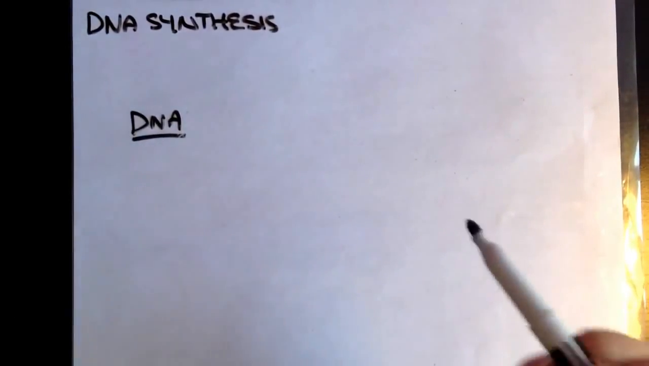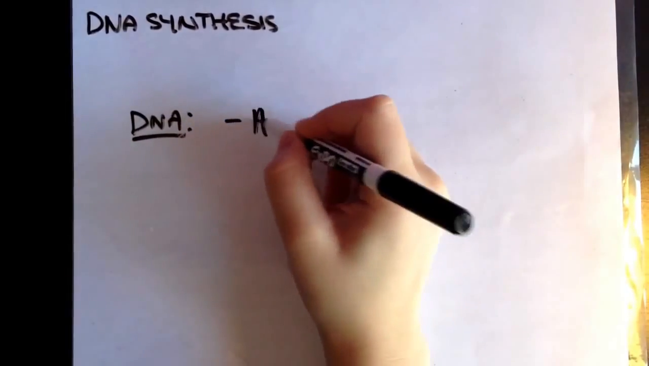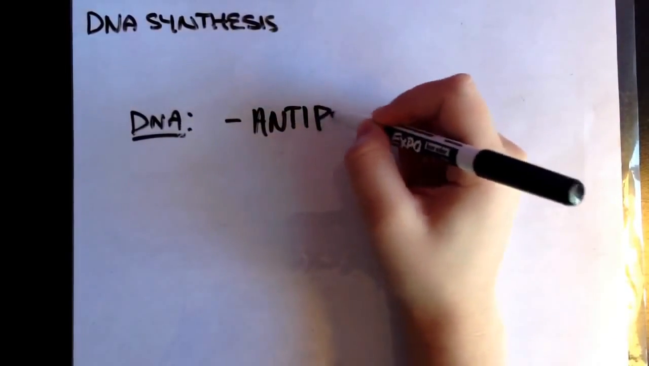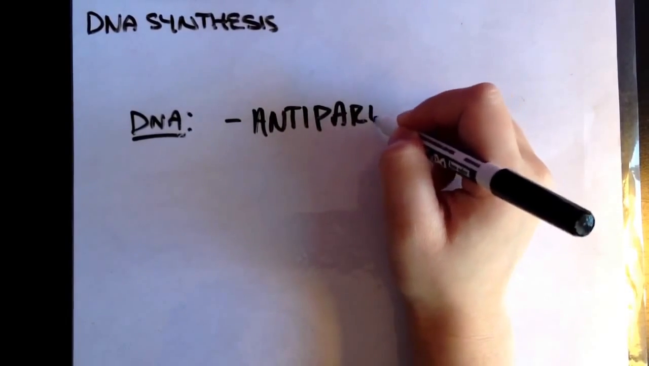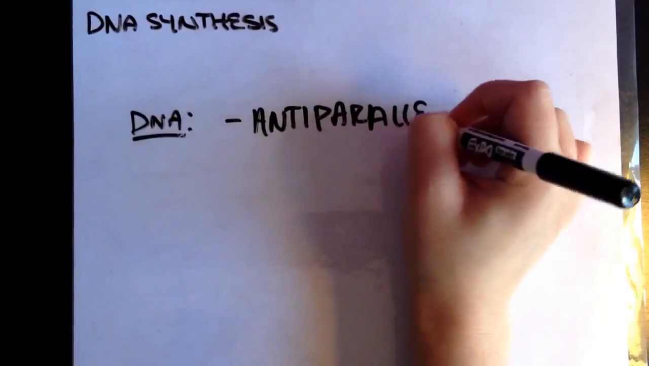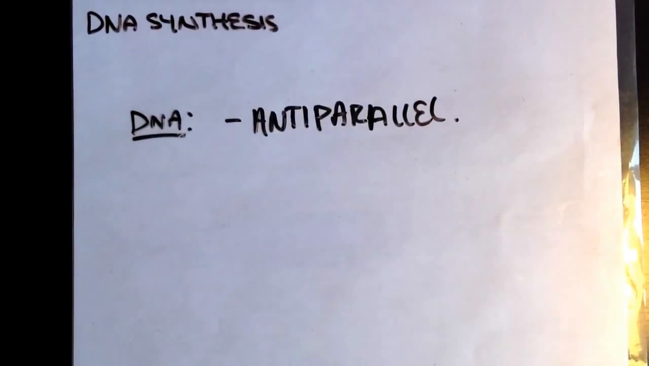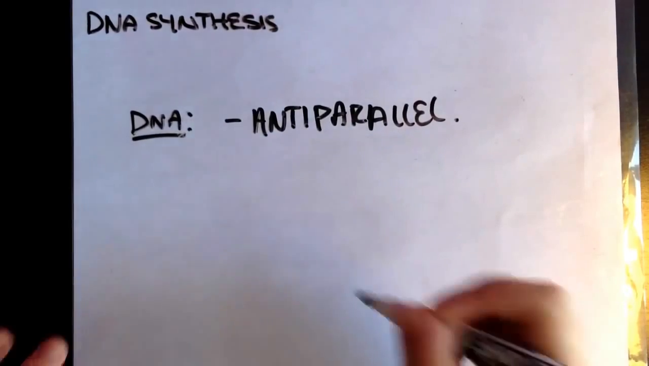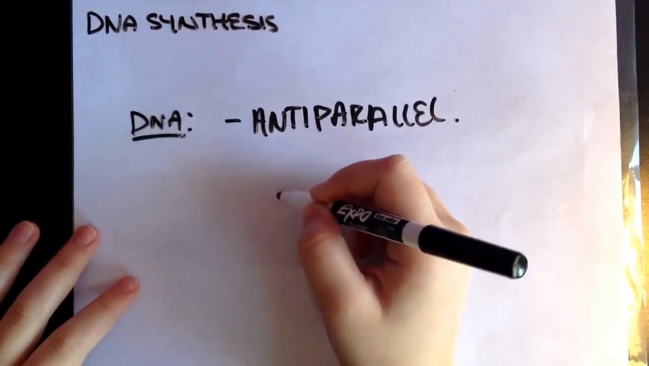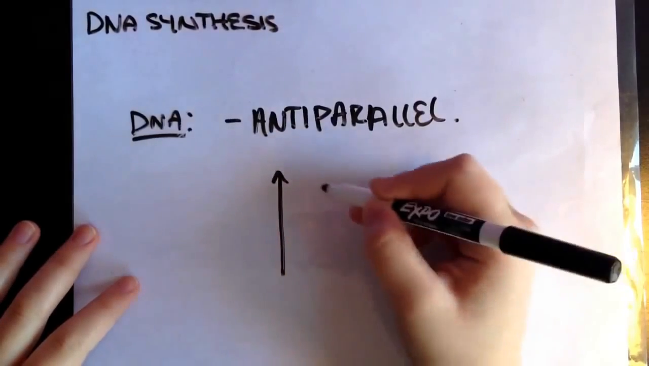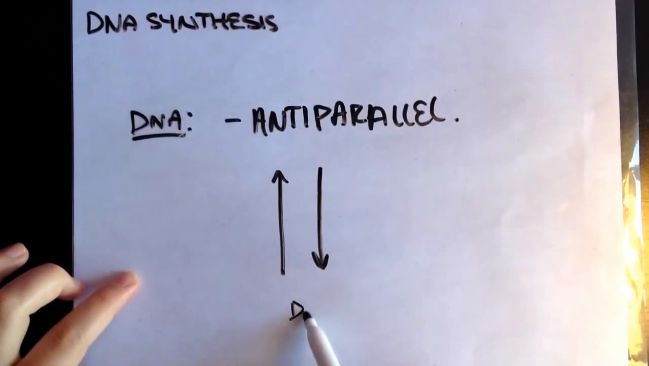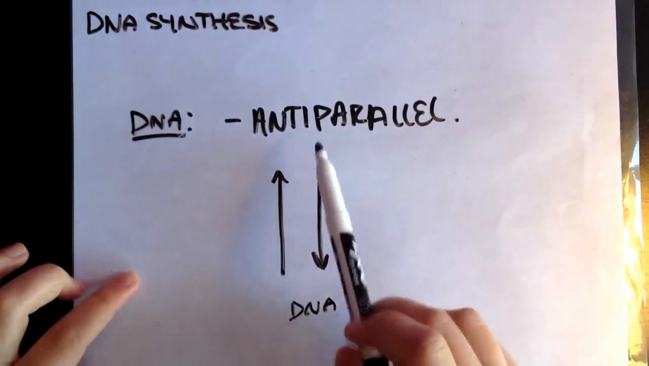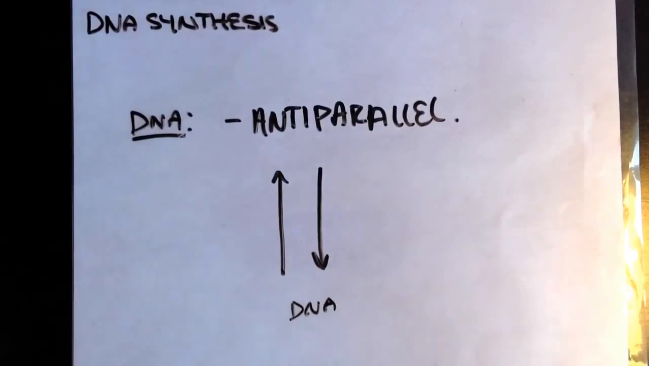let's move further and get you to understand that DNA is anti-parallel. Sorry if I spelled that wrong. Anyway, so it's anti-parallel, which means that if you have a strand moving in one direction, the other one is going to be moving in the opposite direction. Okay? So if this is my DNA, one is going to be moving this way and one is going to be moving down. So that means it's anti-parallel.